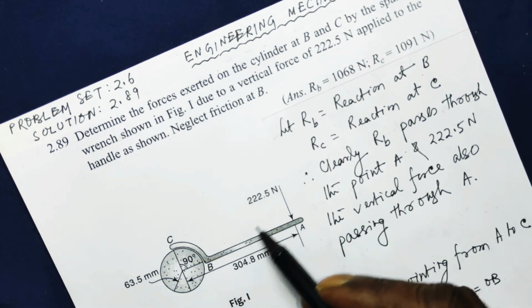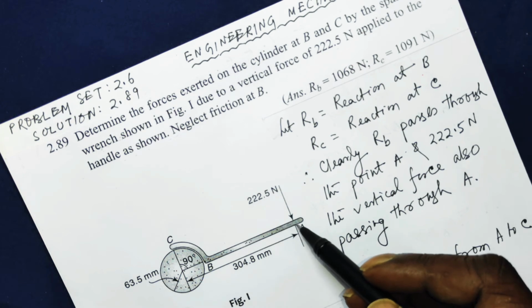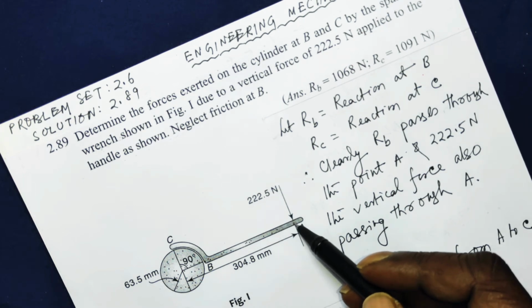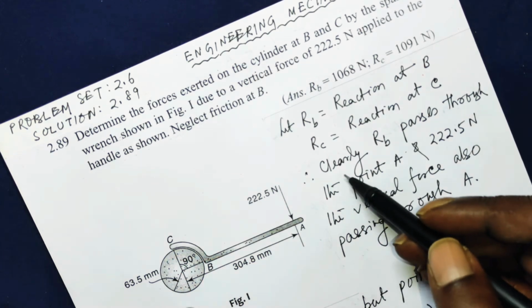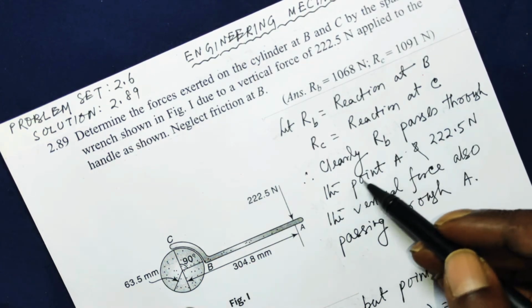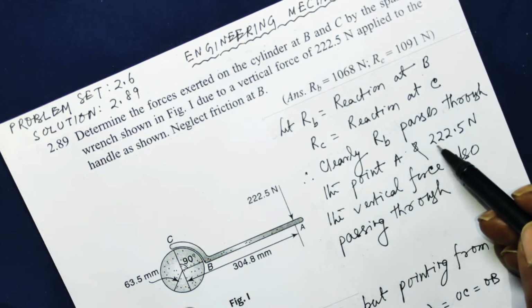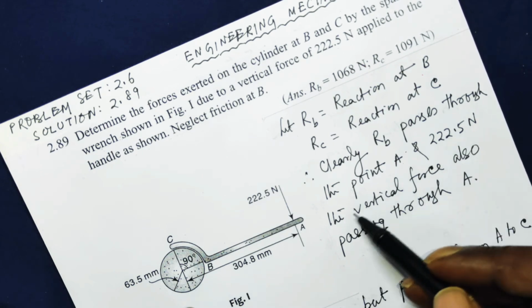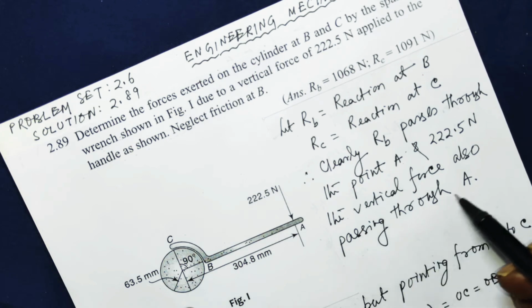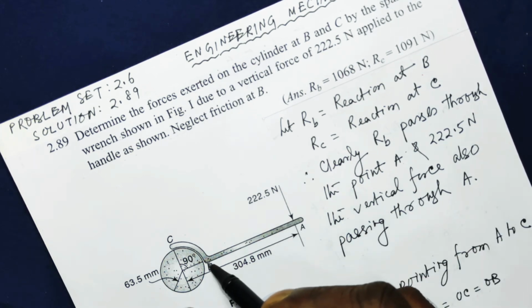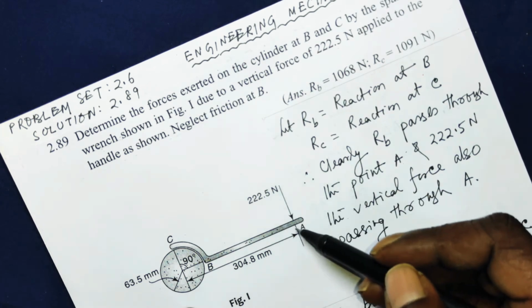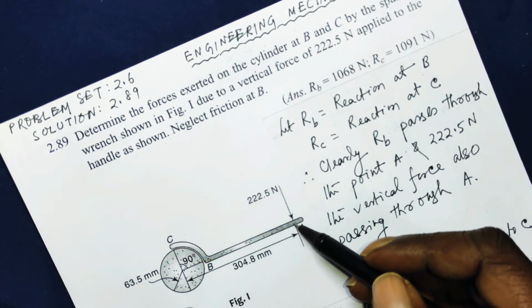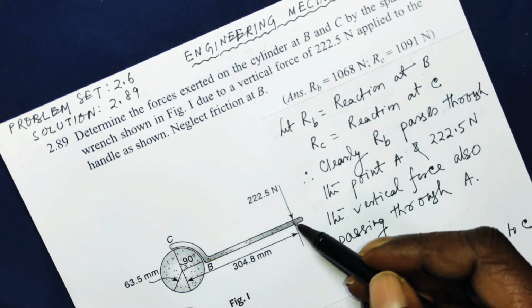This means the reaction force RB does not have a perpendicular distance from point A, so it will not produce a turning effect about point A. Clearly, RB passes through the point A and the 222.5 Newton vertical force also passes through the point A. Now, the reaction RB and this vertical force have the common point of intersection A.